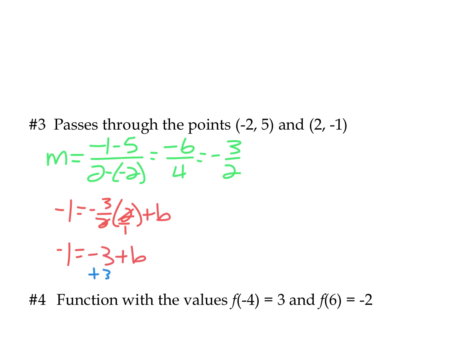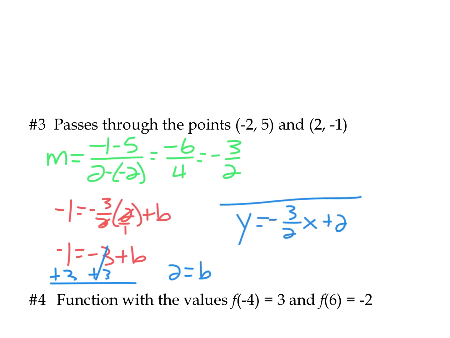And then I can add 3 to both sides. And I get negative 1 plus 3 is 2, equals b. So I can write my equation, y equals negative 3/2 x plus 2. Again, when I use my y equals mx plus b, if my slope's a fraction, that's fine. We have whatever that m is times the x. We have to be able to work with those fractions to solve for b, and then I've got what I need to write my equation, the slope and the y-intercept.